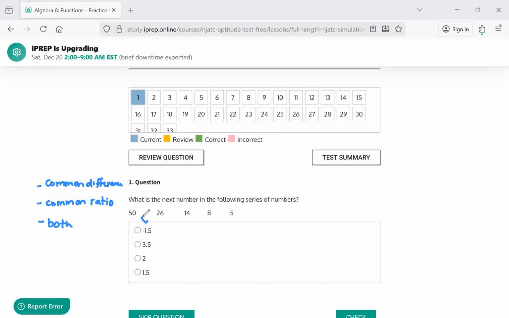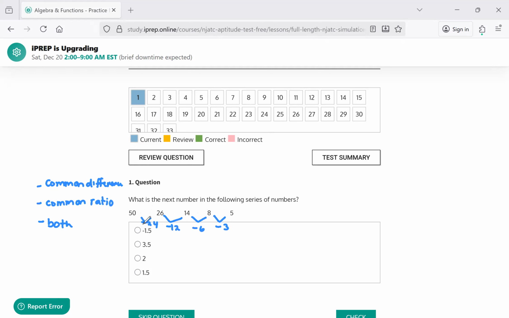If you look at the numbers 50 and 26, I think we could subtract. You would have to subtract 24, and then keep on going. 26 to 14, you had to subtract 12. 14 to 8, you had to subtract 6. And 8 to 5, you have to subtract 3. So look at the pattern. From 50 to 26, you subtract 24, and then from 26 to 14, you subtract 12.